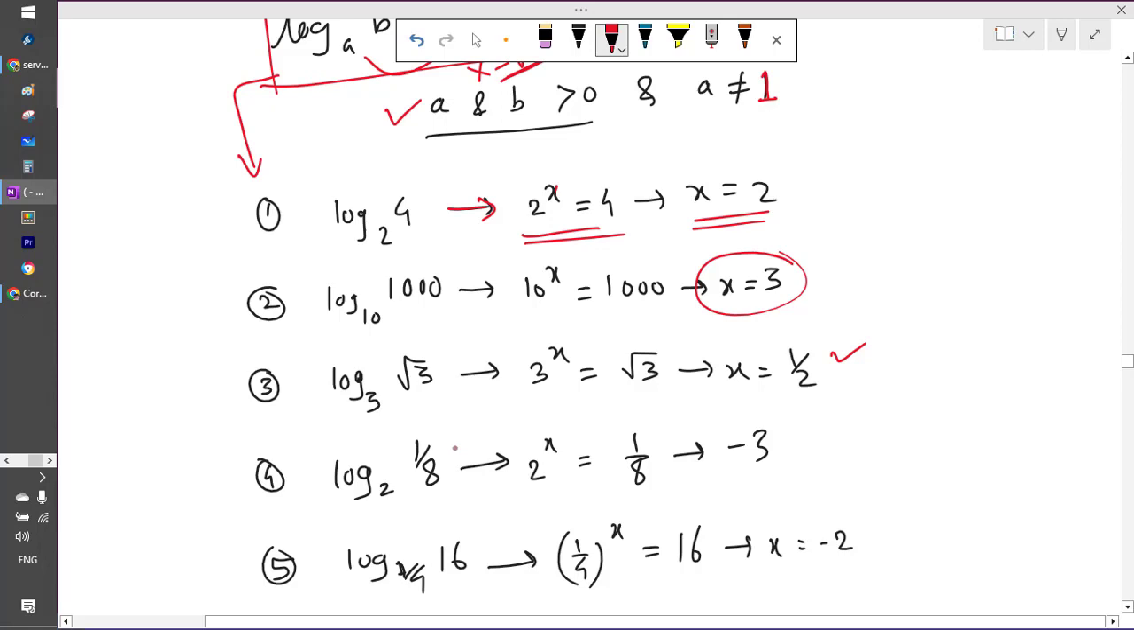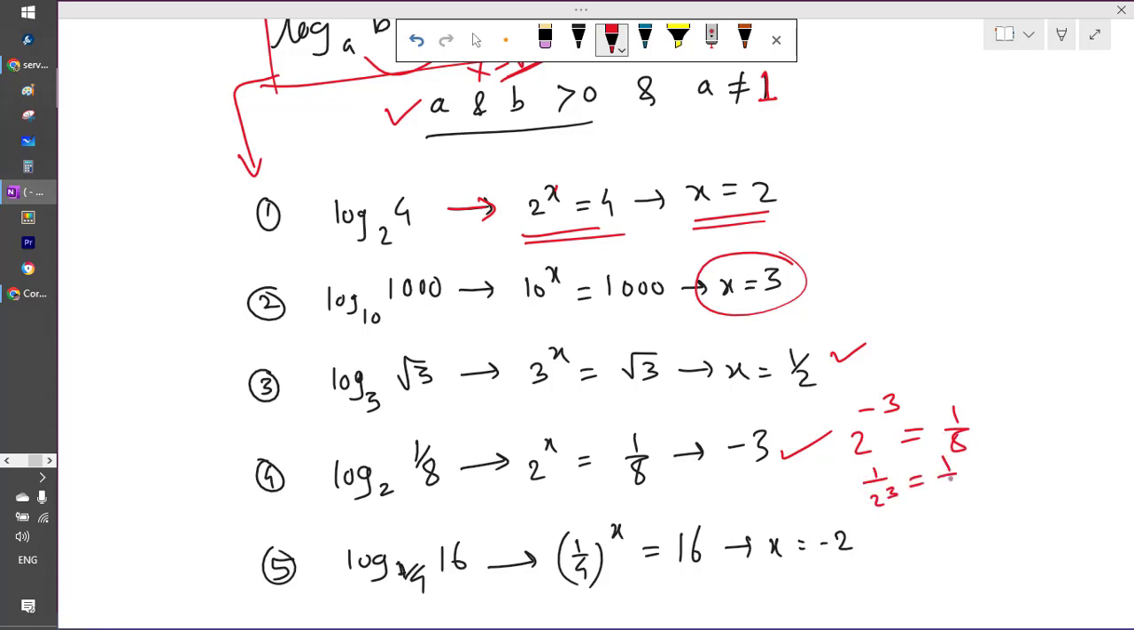Next is log of 1 upon 8 to the base 2. We can write this as 2 raised to x is equal to 1 upon 8. So x becomes minus 3, because 2 raised to minus 3 is equal to 1 upon 8. So 1 upon 2 raised to 3 is equal to 1 upon 8, and that's how we have calculated the value of x to be minus 3.